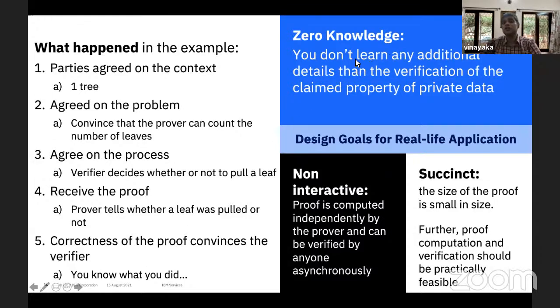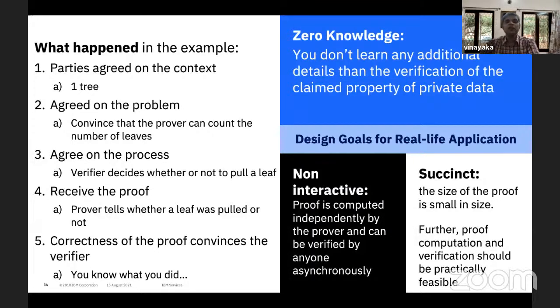And why is it called zero knowledge? Because you didn't learn anything additional details than the verification of the claimed property of the private data. Okay. So these are some of the simple examples when you take a crypto course and somebody has to show you that zero knowledge proofs can indeed be constructed. They will take simple examples like this, or to show that you can provide a zero knowledge proof of a fact that a graph is whether it is three colorable or not, etc.